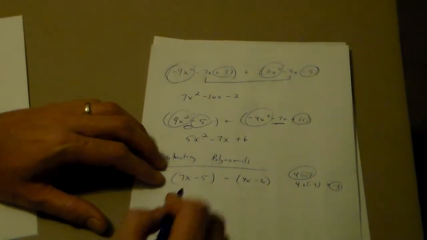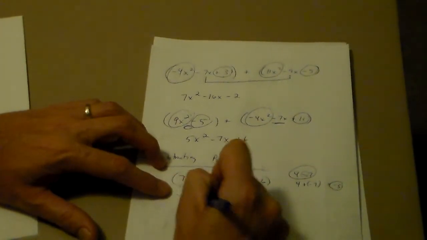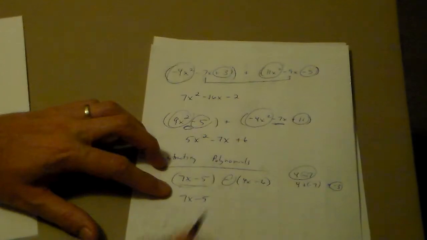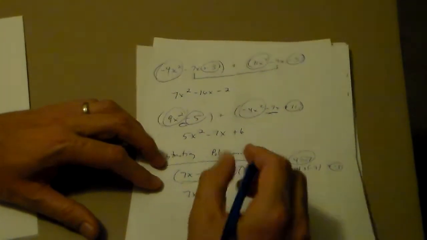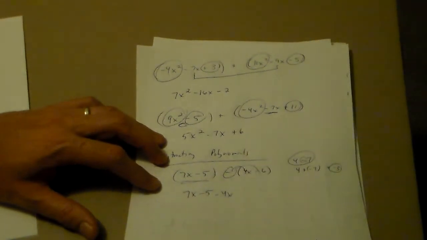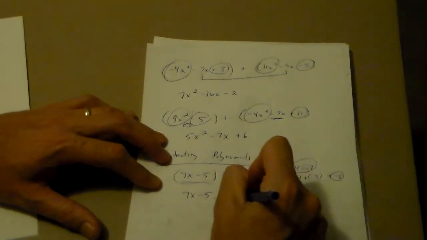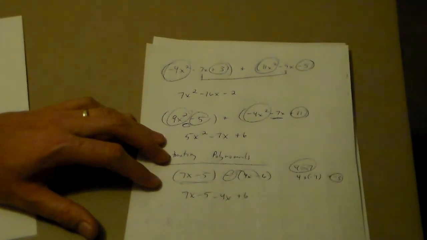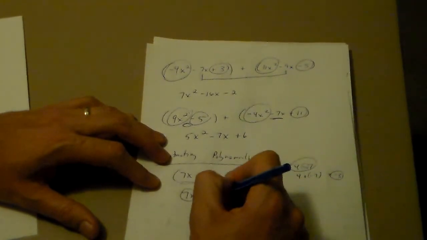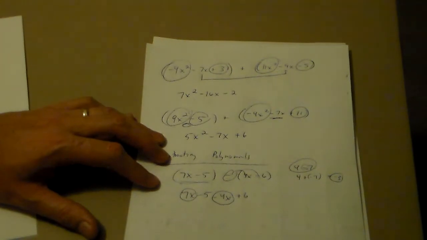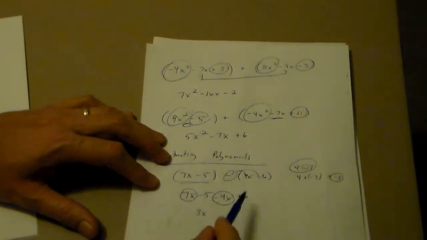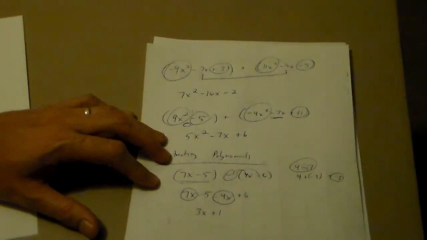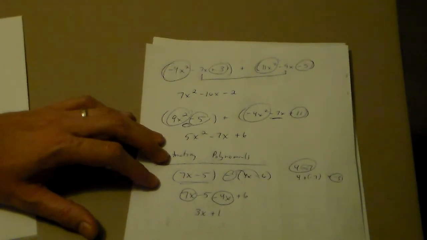So with polynomials, the first one stays the same, 7x minus 5. And then this changes the sign of whatever's in that second parenthesis. So it's going to make that a negative 4x, and it's going to make it a plus 6. So now we add up our like terms. 7x minus 4x is going to be 3x. Negative 5 plus 6 is a positive 1. Okay?